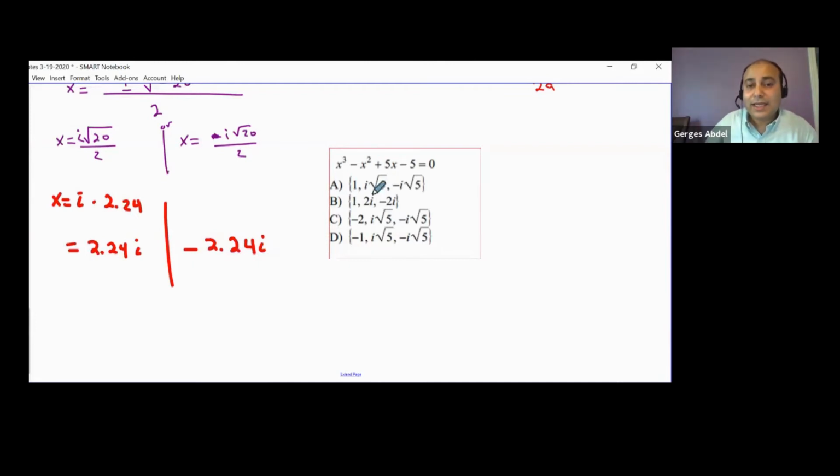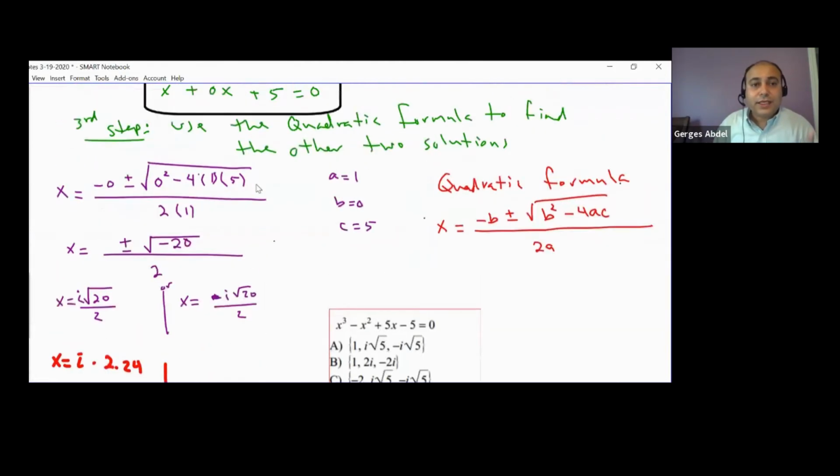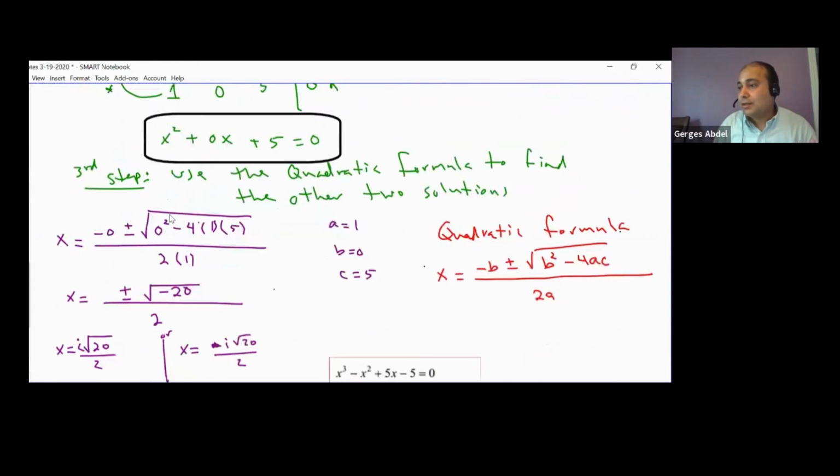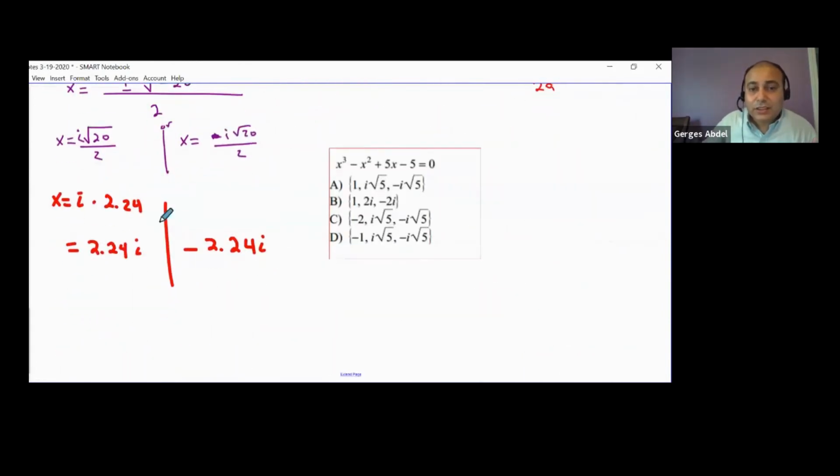So which one is the answer going to be? Obviously the first x value, we got it right here, which is x equals positive 1. All right. So the answer should be either A or B. It cannot be C. It cannot be D. And obviously it's not B, because 2.24 is the square root of 5. So that would be the answer, choice A. There is no shorter way to solve this problem.